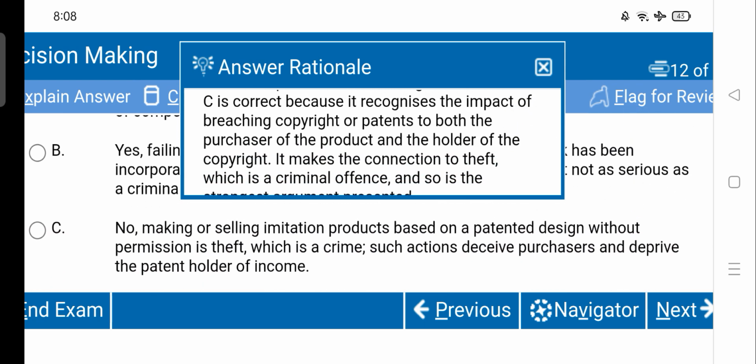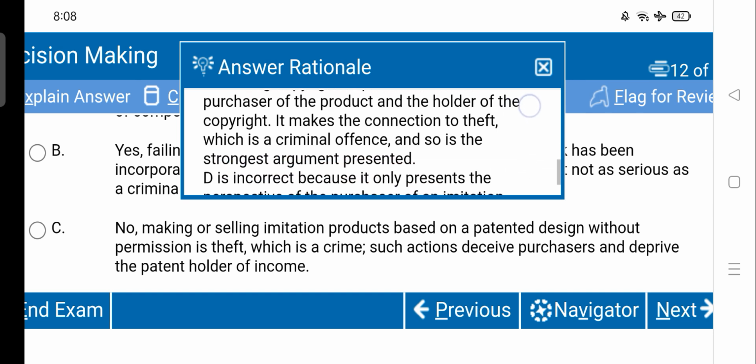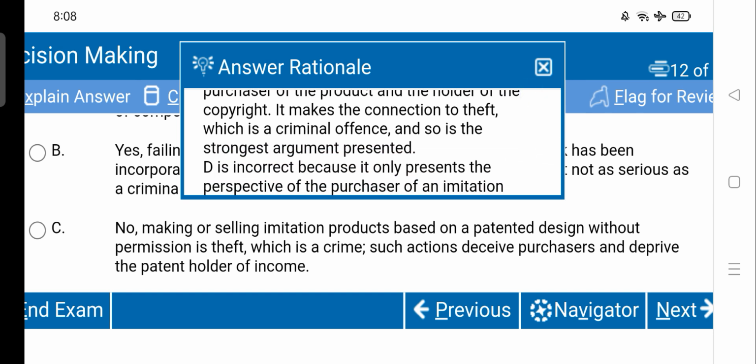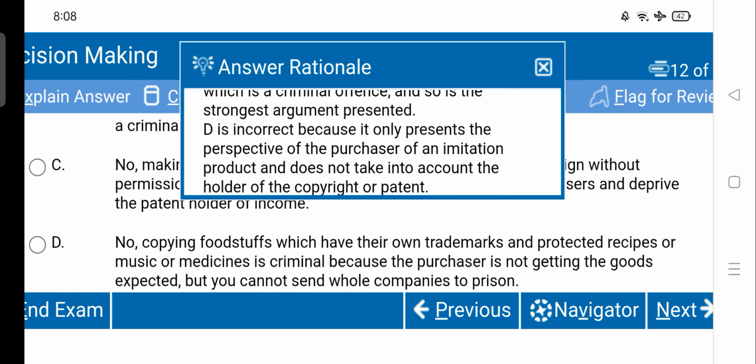C is correct because it recognizes the impact of breaching copyright or patents to both the purchaser of the product and the holder of the copyright. It makes the connection to theft, which is a criminal offense, and so is the strongest argument presented. D is incorrect because it only presents the perspective of the purchaser of an imitation product and does not take into account the holder of the copyright or patent.